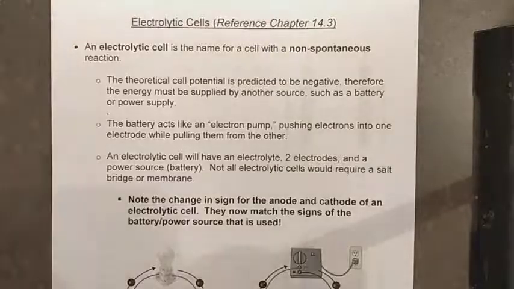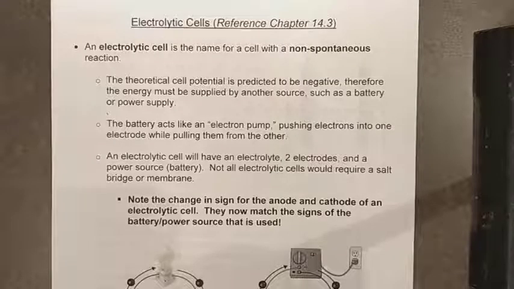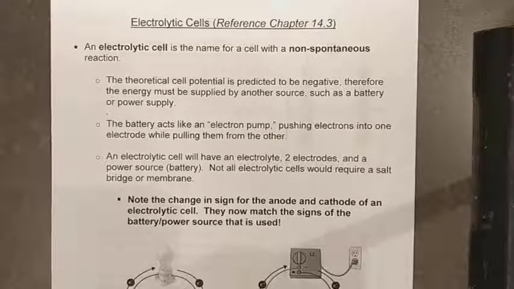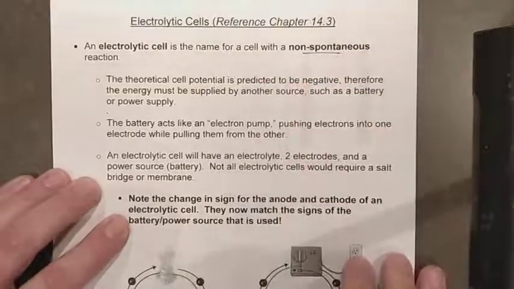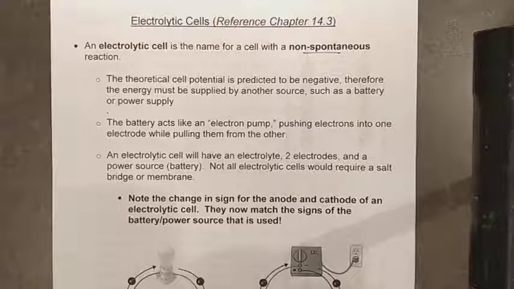Well, here we go, chapter 14.3 on electrolytic cells. Now, we do have a new name for a new type of cell here. We've only been looking at spontaneous cells called voltaic or galvanic cells so far. The electrolytic cell is the name we give to the ones that are non-spontaneous. Now, you might be asking yourself, why the heck would I ever want a battery that is non-spontaneous?